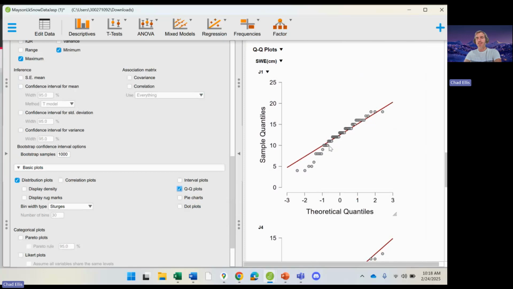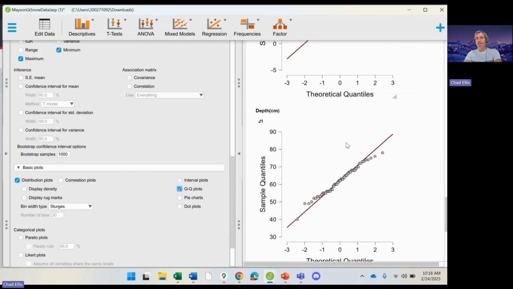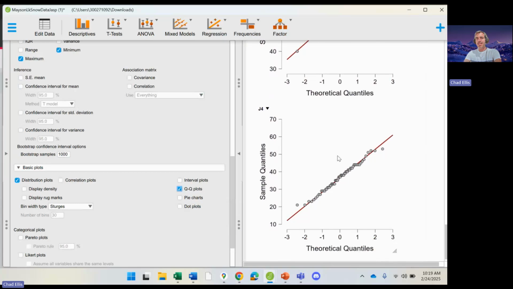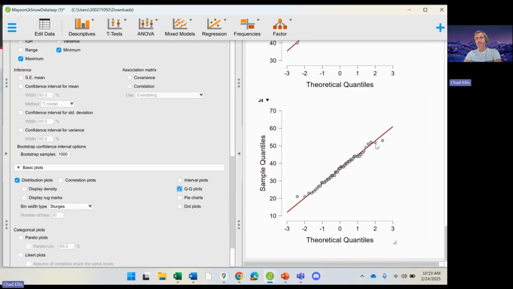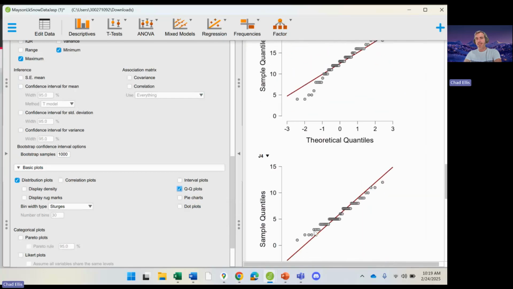So the idea here is that the closer the points, these dots, are along this line, the more normally distributed your data set is. So you can see down here for J4, this last data set here, for me would be the most normally distributed data set because the dots line up closer to the line compared to this data set up here, where you can see that there's some deviation from that perfect fit line.